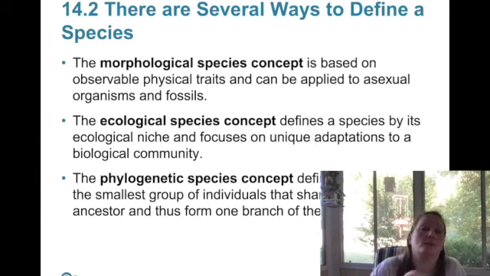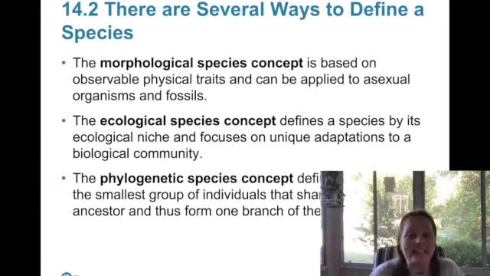Now, we talked about the morphological species concept, which is about the Arctic char. The morphological species concept is based on observable physical traits. So you can look at it and go, oh, yep, it must be that. Because when you look at something that's asexual, you can't look at their reproduction. And for fossils, it's not like you know whether or not a Triceratops could reproduce with, I don't know, a Brontosaurus. It seems weird, but there's no way to actually know. So for that, you have to look at the morphological species concept.